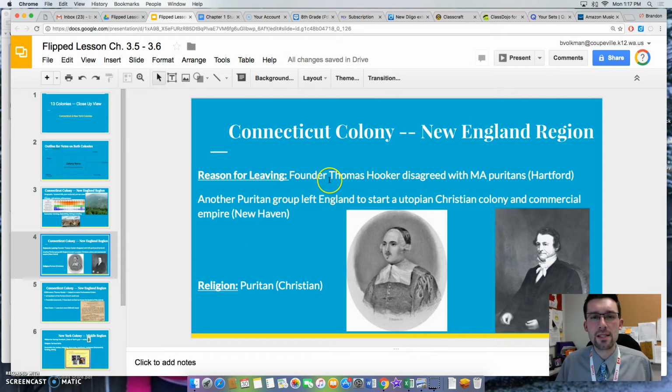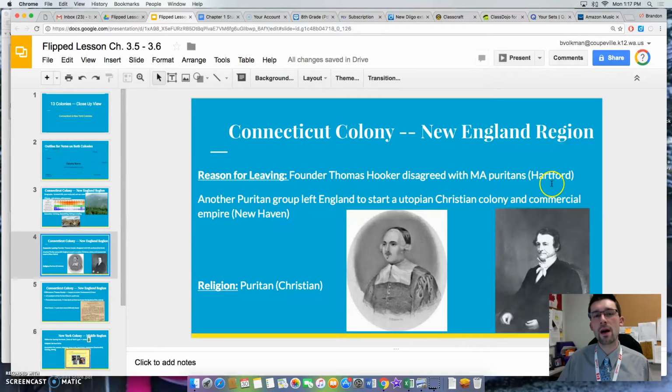The Connecticut colony, still we're with it here. The founder, really one of the main founders of the Connecticut colony, was Thomas Hooker. And he started with the Massachusetts Puritans, and he left. Surprise, surprise, another dissatisfied Puritan leaving Massachusetts. So he started his colony of Connecticut in Hartford.